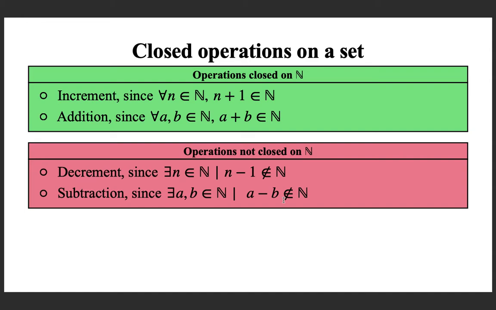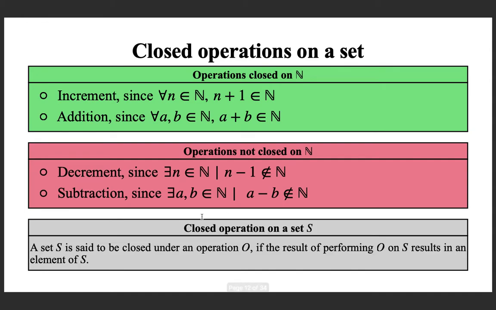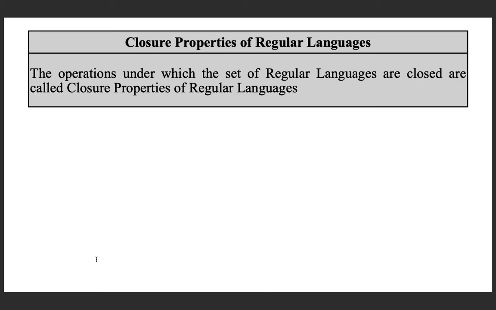I hope it is clear. An operation is said to be closed if the result of performing the operation is again in the same set. So you can define it as: a set S is said to be closed under an operation O if the result of performing the operation O on elements of the set S results in an element of S. So that is the definition. This is now enough to define the closure properties of regular languages.